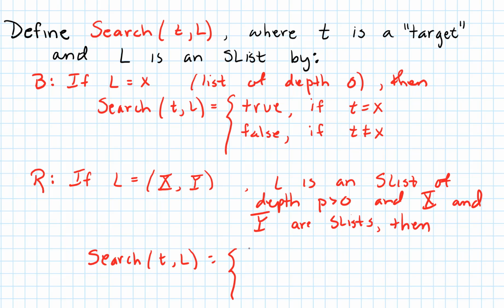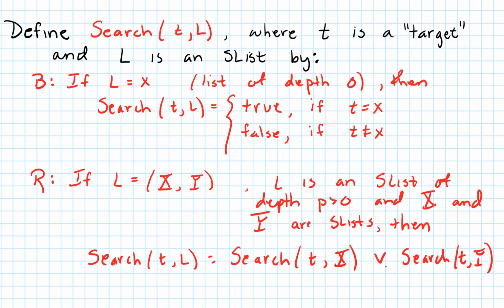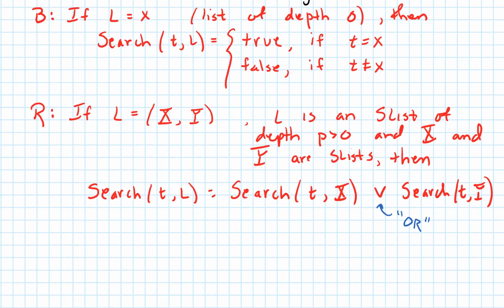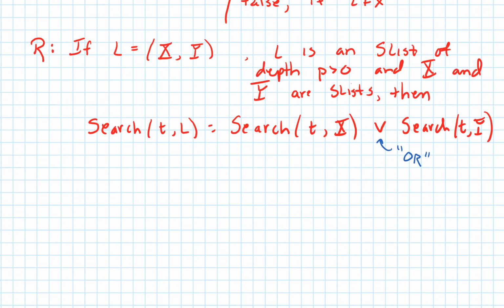And that's going to be defined by this recursive step: whether the search of T in X or the search of T in Y is true or false. That's our OR, our disjunction right here. This is the classic OR statement. So I'd like to look at an example of how this would work. Okay, so let's look at an example.